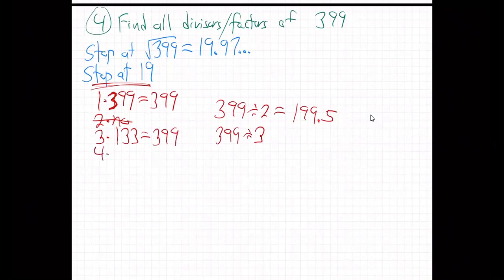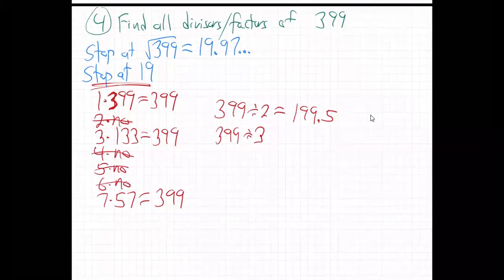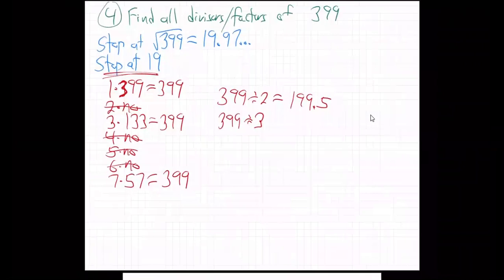Okay, now how about 4? 4 will be no. You can try it on your calculator. 5 will be no. 6 will be no. 7, I don't know. Let me check my calculator here. Yeah, it worked. That's funny. 7 times 57. That's not something I knew off the top of my head. I'm assuming you didn't either. So that worked. So we're getting a bunch of these.